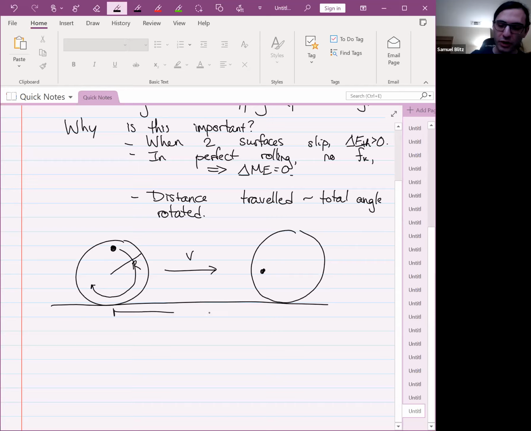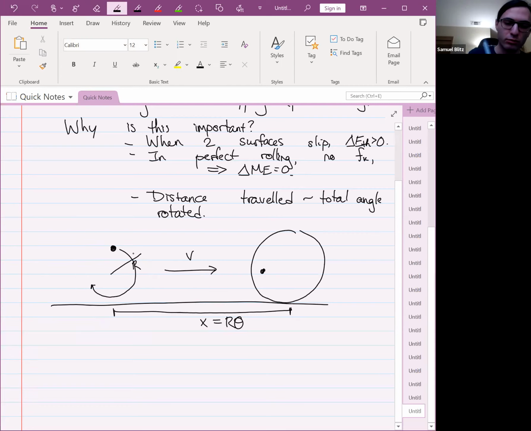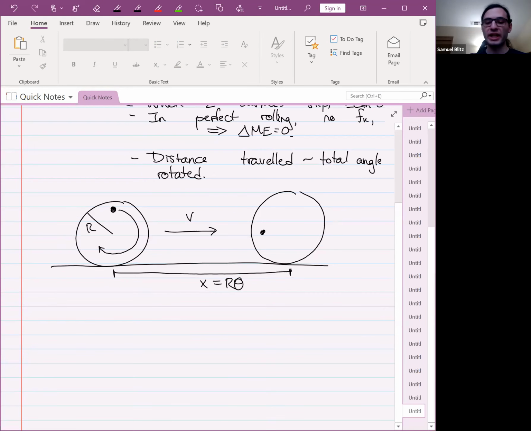So if the round object rolls a distance x, we can figure out how much angle it rotated by. In this case, it rotated by an angle theta, and the distance is r times theta, where r is the radius. Okay, I'll just erase both of them. This is going to rotate around. And so we can relate the speed to the rotational speed, because if the speed is just the time derivative of the position, then the rotational speed should be the time derivative of the angle. You guys already knew this relation, but this now tells us a relationship between the speed of an object and the angular speed of that same object.